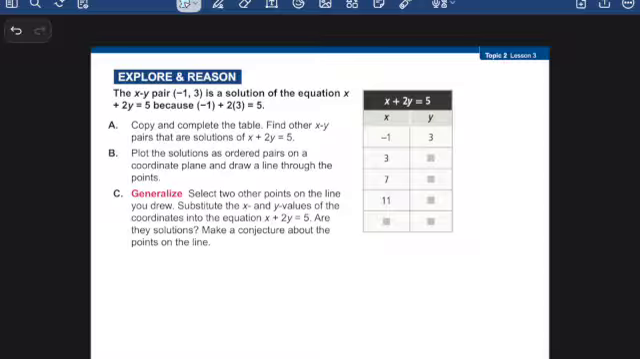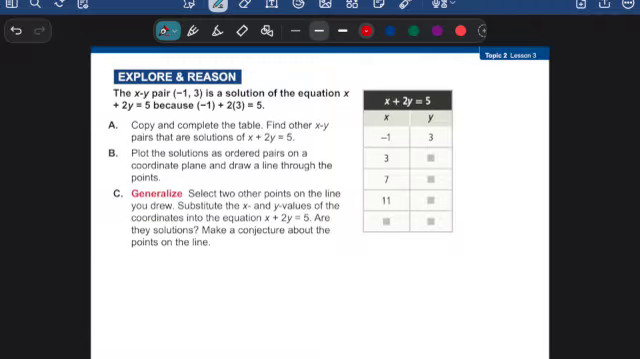If we plug in 3 for x, then we'd have 3 plus 2y equals 5. We need to subtract 3 from both sides. So we'd have 2y equals 2. That means y would equal 1. Now we'll plug in 7 for x. That means we're going to subtract 7 from both sides. We end up with -2. -2 divided by 2 is -1.